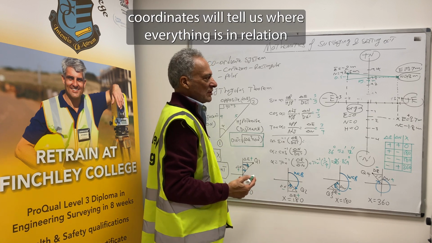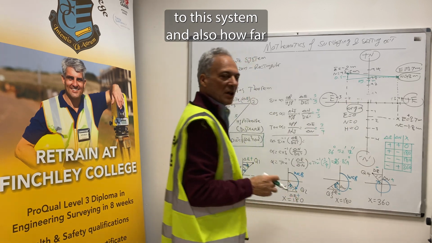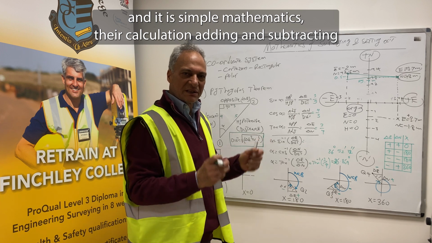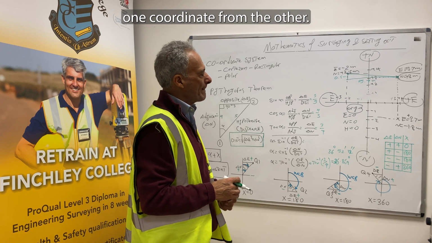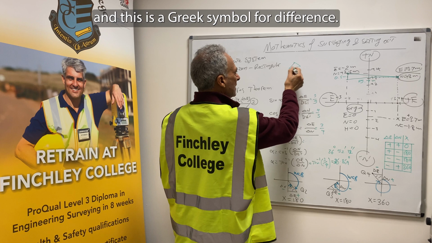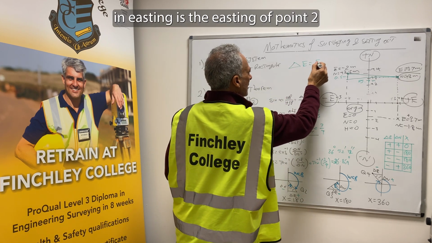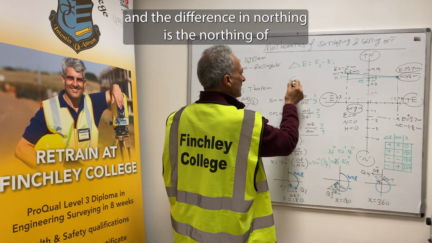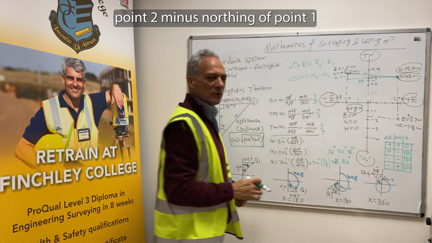So the coordinates will tell us where everything is in relation to this system, and also how far they are from each other. And it is simple mathematics, a calculation of adding and subtracting one coordinate from the other. What we do in here, we look at the difference in easting. This is the Greek symbol for difference. So difference in easting is the easting of point 2 minus easting of point 1. And the difference in northing is the northing of point 2 minus northing of point 1.